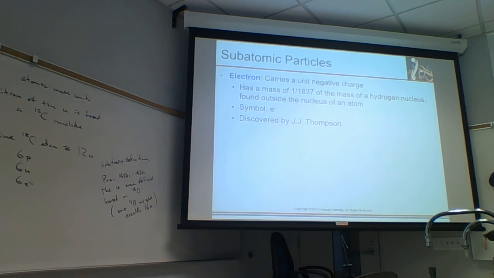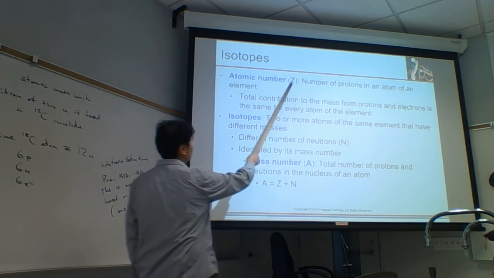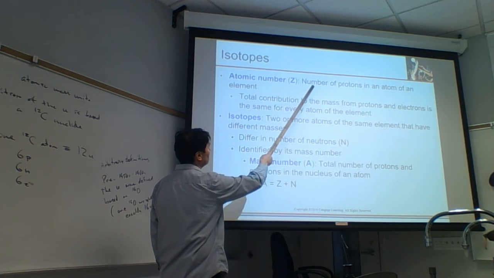All right, so we know that we have these subatomic particles. We know kind of how they're arranged, right? And we know about isotopes. Isotopes are atoms of the same element but with a different number of neutrons. They're the same element, so they're going to have the same number of protons, which we call Z, the atomic number.